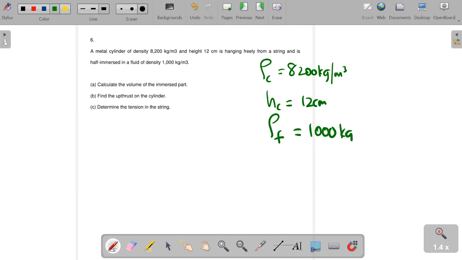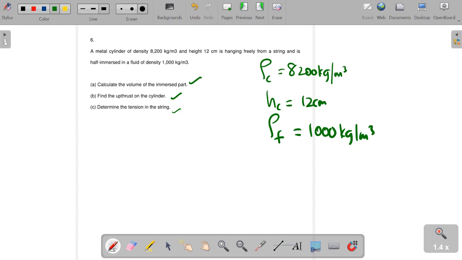That's water, people, water. Okay, now it's hanging halfway. It's immersed halfway, it's half immersed. So they want us to find the volume of the immersed part. And then we need to find the earth thrust of the cylinder and determine the tension in the string. This is going to be fun.